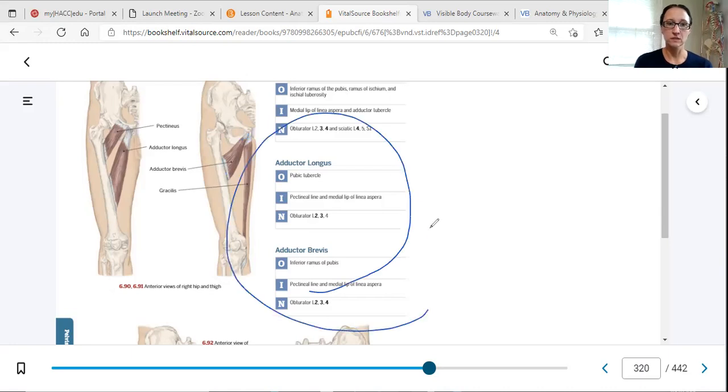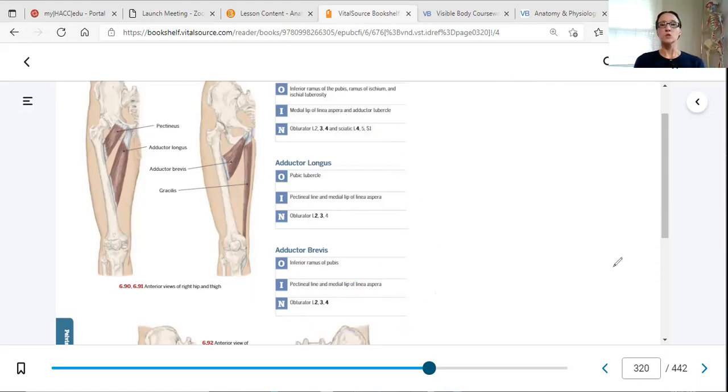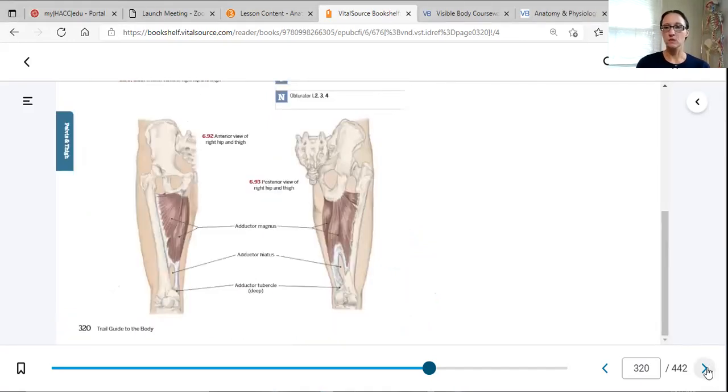Okay, so these 2 have the same insertion. It's a good thing to remember. It's easier to learn when you have things that are the same. All right, so those are the 3 muscles with adductor in their name. We also have pectineus and then gracilis. So pectineus and gracilis are adductors. Pectineus is similar to adductor longus and brevis, but gracilis is kind of different. So let's go on to the next page here.